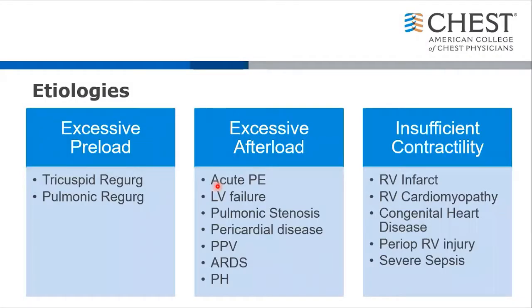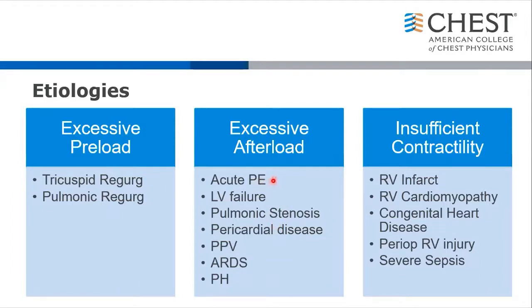So when we talk about the etiologies, breaking it down by the three classes that we discussed before, the three domains, excessive preload, excessive afterload, or insufficient contractility, various conditions will fall into these categories. So tricuspid regurgitation and pulmonic regurgitation, for all intents and purposes, is an example of excessive preload on the RV because of the regurgitant flow through the valves. Excessive afterload, again, is much more common and pervasive. And whenever you deal with a patient like this, you're always going to have some element of excessive afterload.